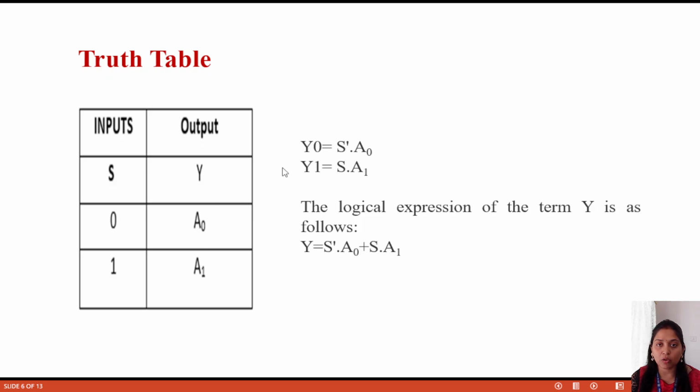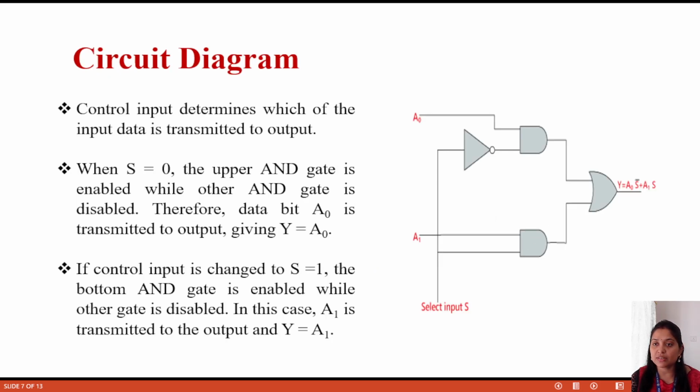According to this, the result will be Y0 equals S bar A0 and Y1 equals S into A1, okay. I have already said that there is only a single output, so the final expression will be Y equals S bar A0 plus S A1, okay. This is the final expression, A0 S bar plus A1 S. Based on this final expression, we have to draw the circuit diagram using basic logic gates, okay.